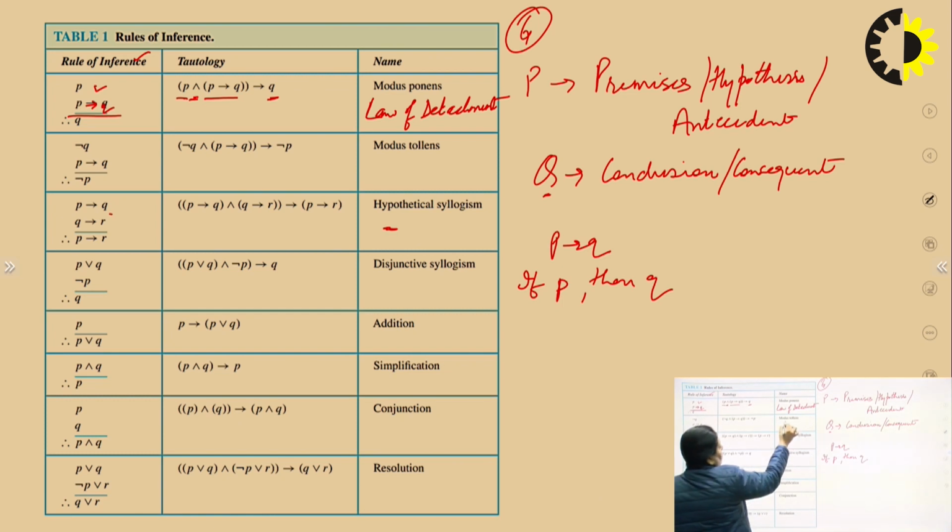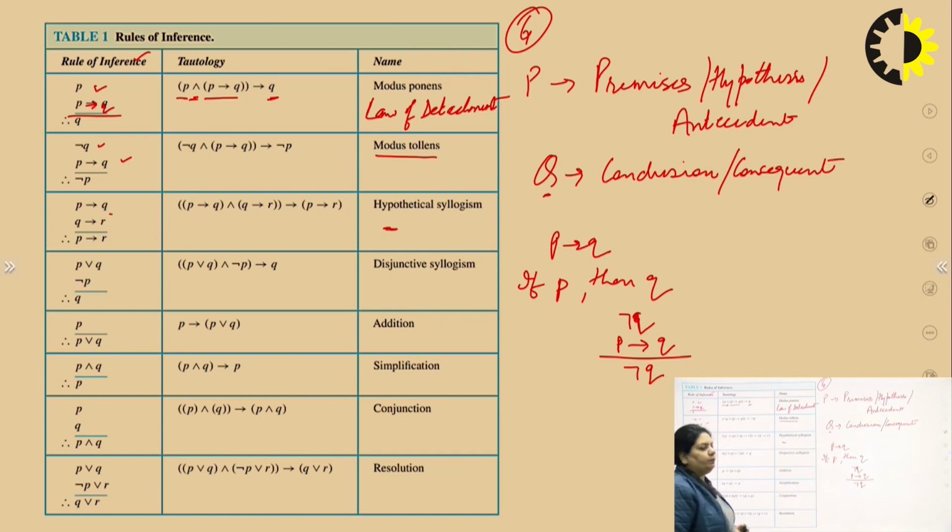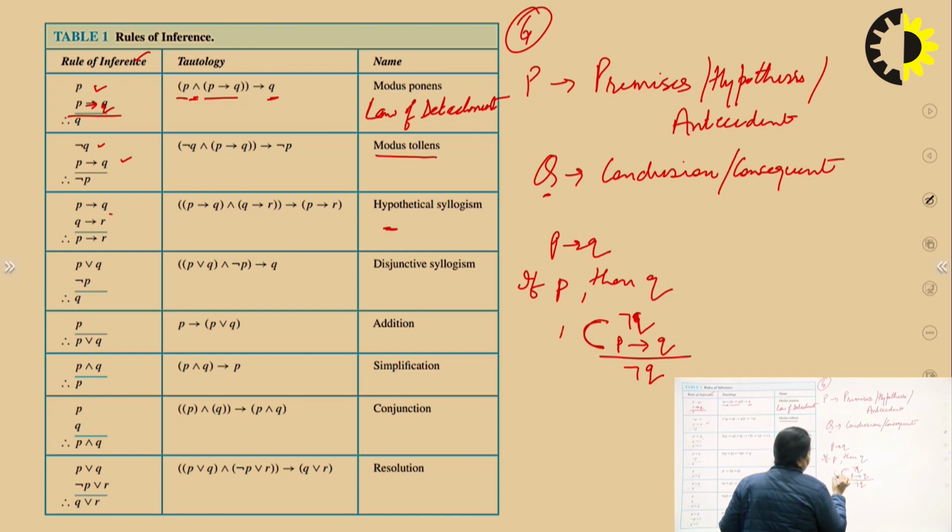The second one is modus tollens. Modus tollens states that if we have a conclusion Q, or another premise Q, and we negate it, and again we have the conditional statement P conditional Q, what will the result be? The conclusion is the negation of P. We have to remember that if we have negation of Q and we have the conditional P to Q, then if we take the AND of both statements, the conclusion will be equal to negation of P.